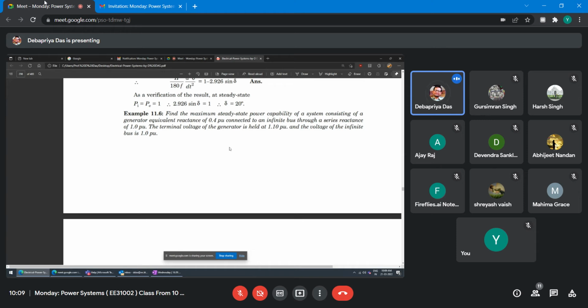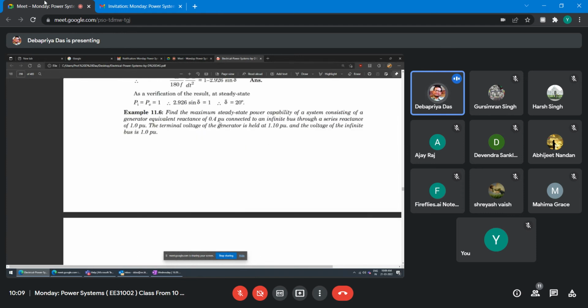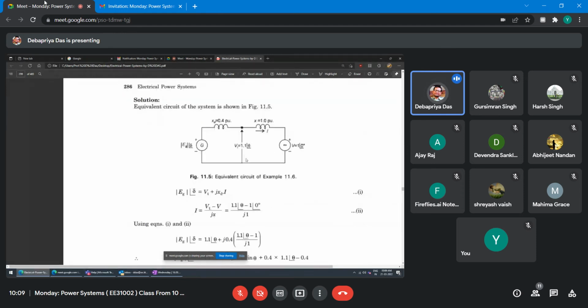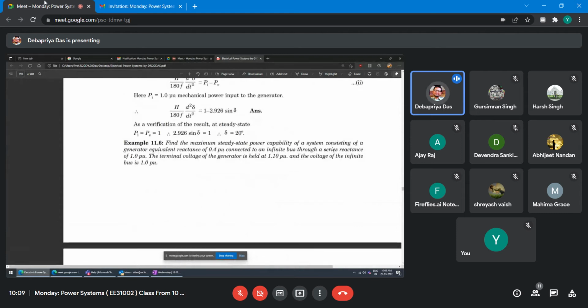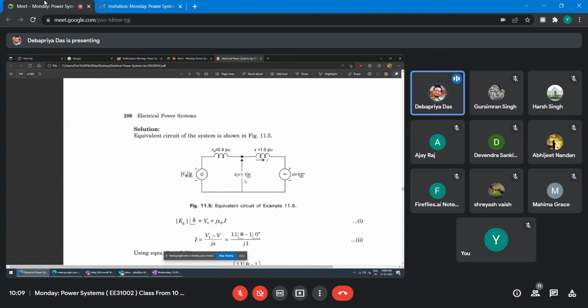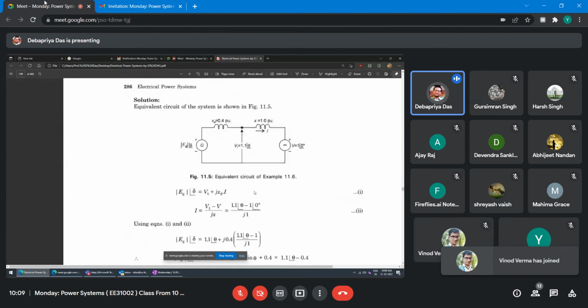So now this example is given, all data are given. If you look at the circuit diagram, this is the generator terminal voltage, EG angle delta, this is magnitude, right? The generator reactance is given as 0.4 per unit. So this is 0.4 per unit, and the terminal voltage is 1.10 per unit, right? This terminal voltage magnitude is 1.1, but the angle you have to take. Its magnitude is given, but it is written 1.1 angle theta. Theta you need to determine, right?